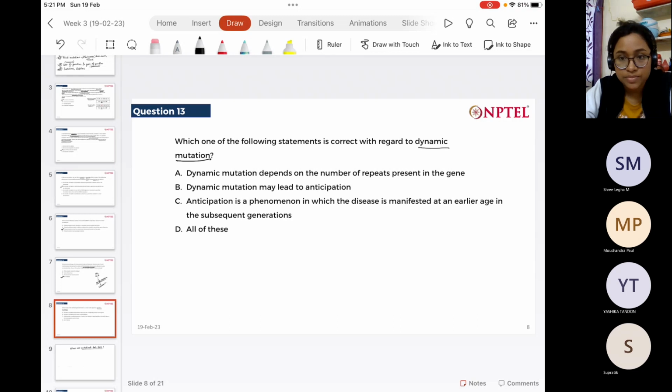So in dynamic mutation, what happens? There's an increase in the number of repeats. In case of Huntington disease, when this CAG repeat was greater than 35, the symptoms or the phenotype for that disease was expressing. In the normal case, it was less than 35 repeats. With every generation, the number of repeats was getting increased. So this statement is correct when we are trying to explain what is dynamic mutation.